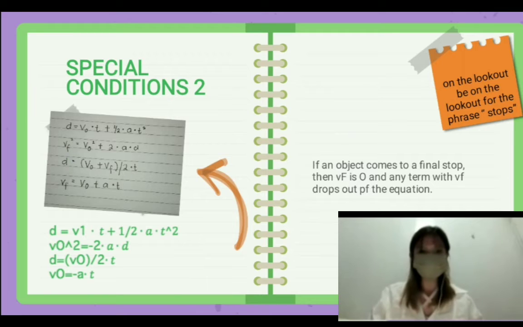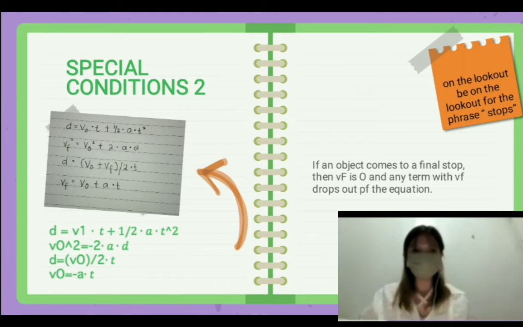The second set of conditions that you might come across is an object that comes to rest. In situations such as this, the final velocity would be 0, and anywhere you see the final velocity in these equations, those terms would drop out. So the equations would change into this form now.